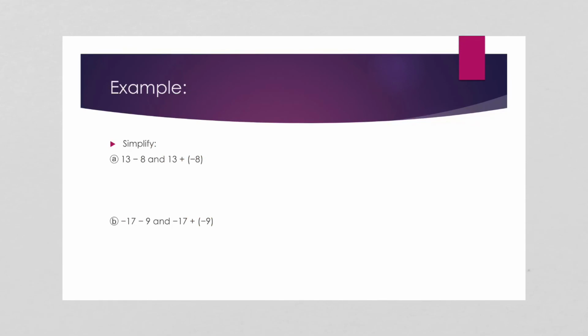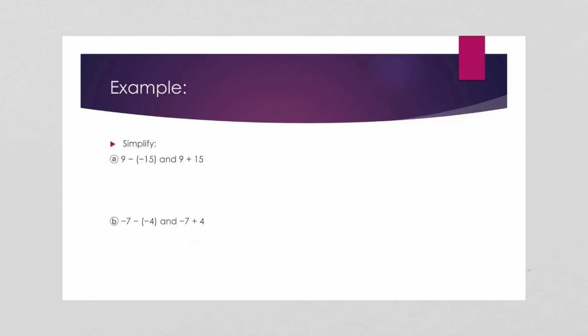Okay, so on this page they're just showing you that 13 minus 8 is the same thing as 13 plus negative 8. 13 minus 8 is 5. 13 plus negative 8 is also 5. So those are just two different ways to write the exact same problem. Same thing down here on part B. Negative 17 minus 9, which is negative 26, is the same thing as negative 17 plus negative 9, which is negative 26.